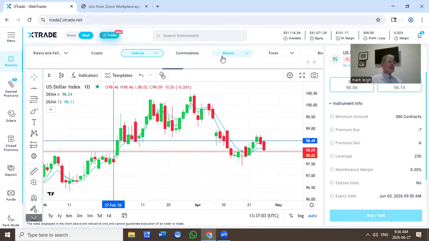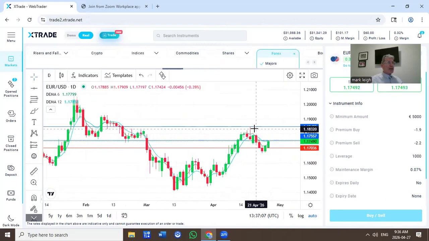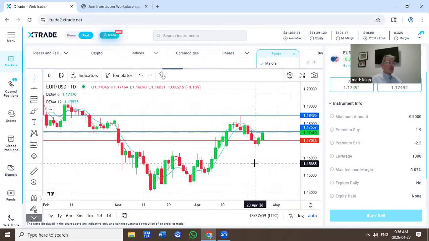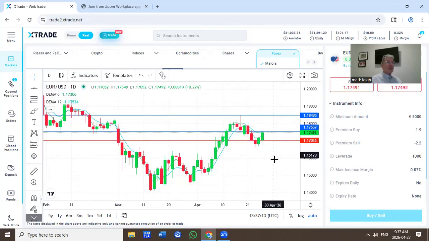Let's have a look at the majors. I'm starting on the Euro US. And there you see the weak US dollar. Buying euro, selling US dollar, green candlestick. I've got support at 117.03. I've got resistance 117.55. Buyers of euro, sellers of US will look to test this resistance level.